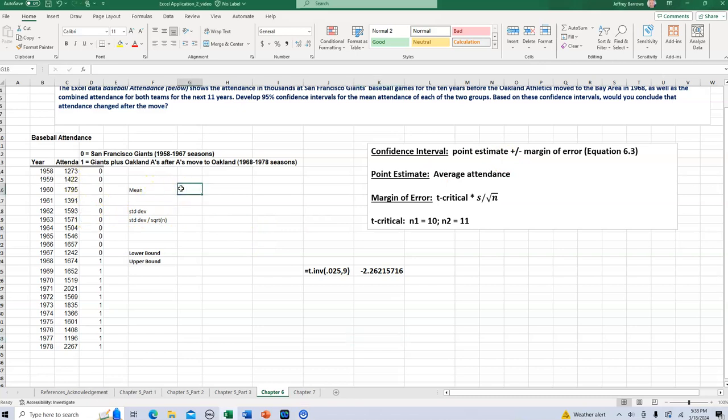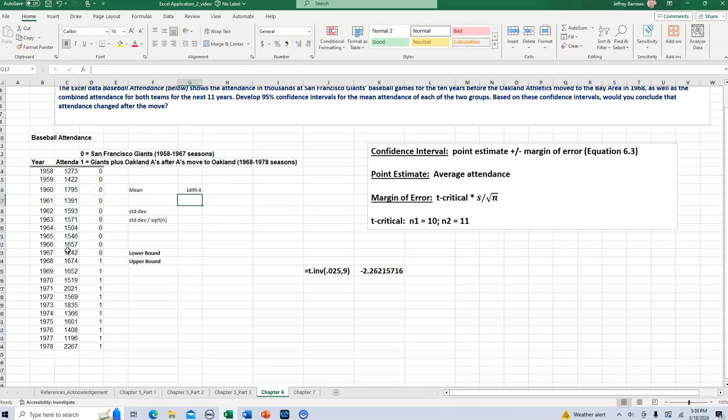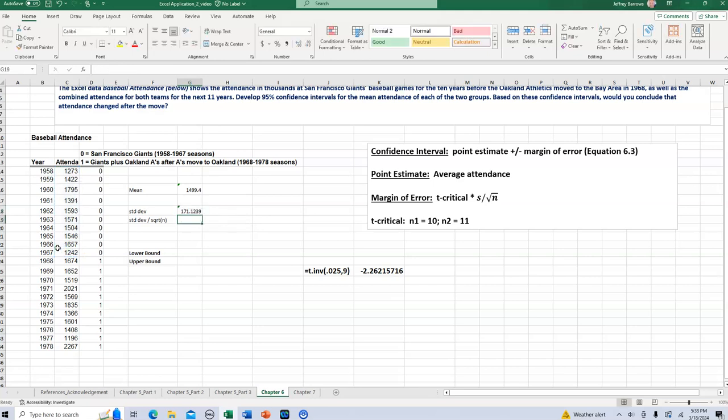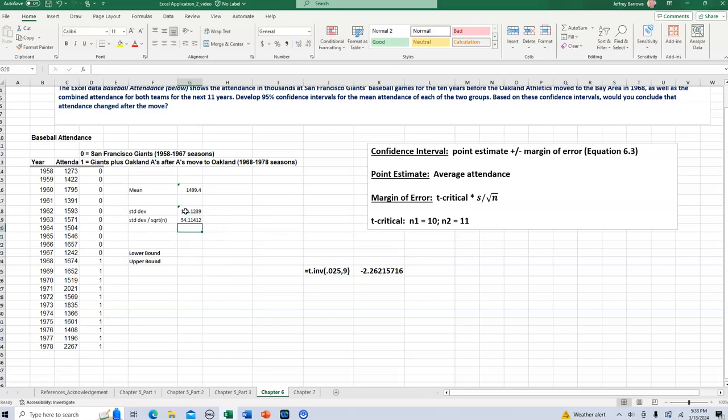So the first thing I need to start with is the point estimate, which is going to be the mean, so equals the average of 58 to 67. So just under 1.5 million. Then the sample standard deviation, STDEV.S, of that same set of data, 58 to 67. Then I'm going to compute the standard deviation divided by the square root of the sample size. I know I have 10 data points.